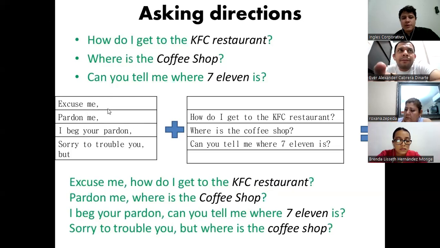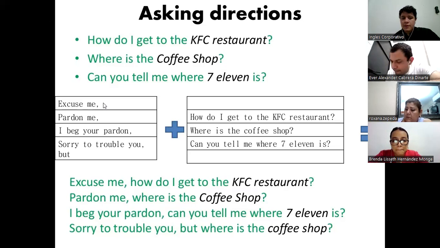And guys, we have this vocabulary or this question that we can use, right? For example, excuse me, how do I get to KFC restaurant? Excuse me, where is the coffee shop? Pardon me, how do I get to KFC restaurant? I beg your pardon. Okay, these ones are very formal, right? You can only say excuse me or could you tell me, right? So we have here some examples, you see? If you want to sound very natural, you can say, excuse me, where is Pollo Campero? Excuse me, where is Metro Centro? Excuse me, how do I get to Soyapango? Okay, for example.